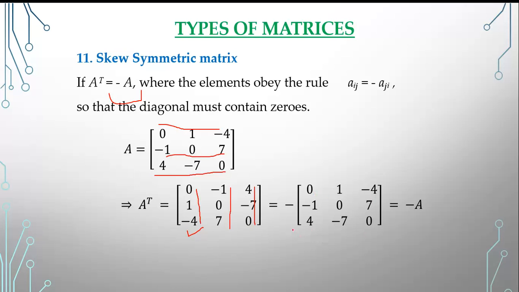Then you can see what this matrix is. This is your given matrix A, and this is minus A. So you can check here that A transpose is equal to minus A. It means that you can say this matrix A is a skew-symmetric matrix. Clear?